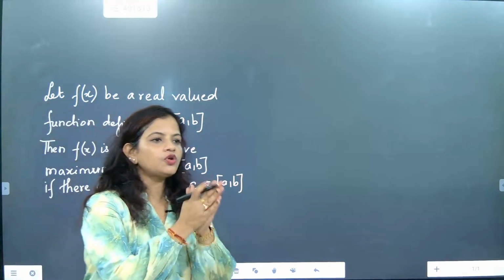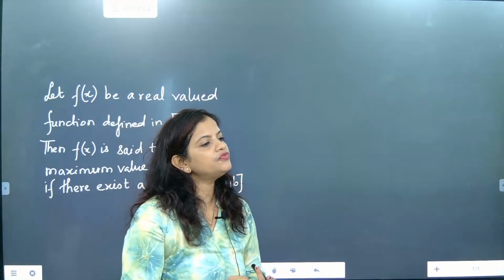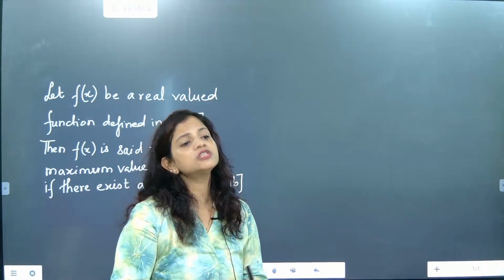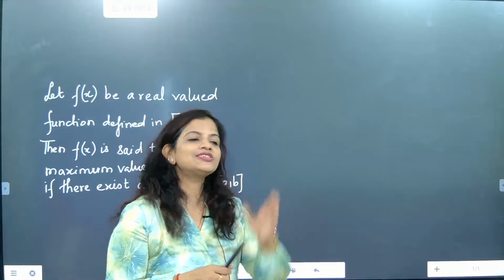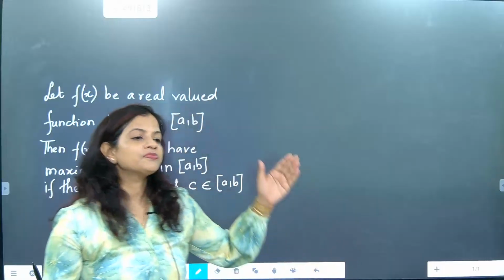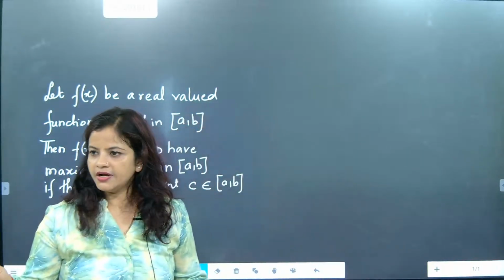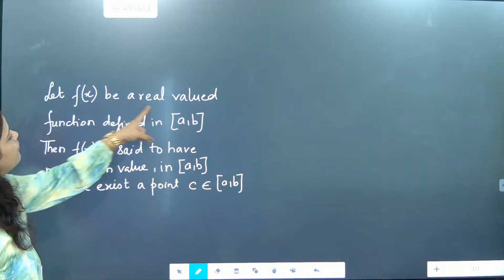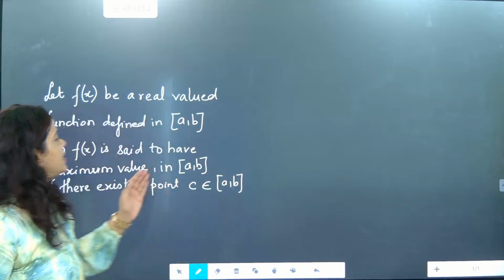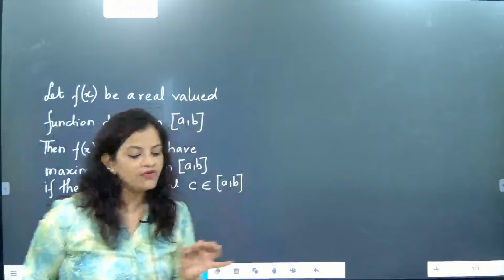When we are going to talk about a function, we are going to talk about a function which is having a real value. After that, we are going to talk about this function in a closed interval, meaning a lower limit will be there and an upper limit will be there. The lower limit we take as A and the upper as B. Understood? So f of x is a real valued function defined in closed interval A and B. Then it is said to have a maximum value.